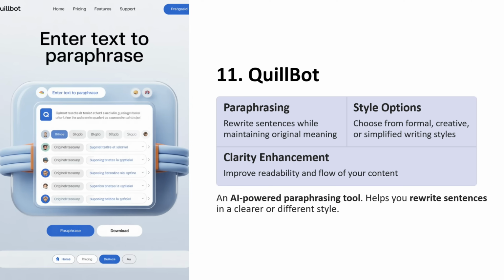11th one is QuillBot. It is used for paraphrasing, rewrite sentences while maintaining original meaning. It is used for style options. Choose from formal, creative, or simplified writing styles. It is used for clarity enhancement. Improve readability and flow of your content. QuillBot is an AI powered paraphrasing tool. It helps you to rewrite sentences in a clearer or different style.